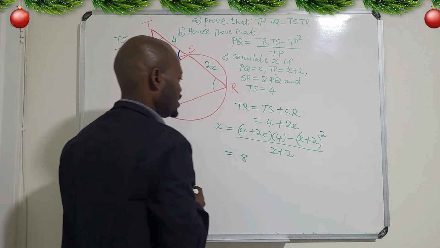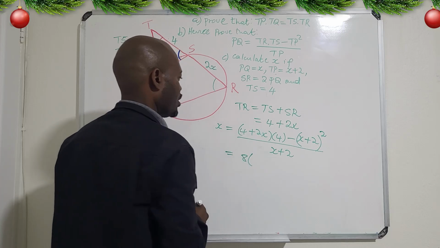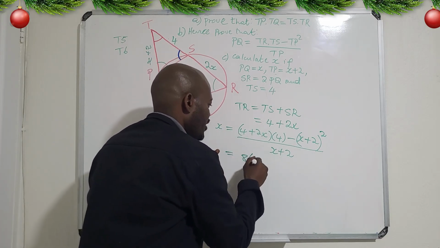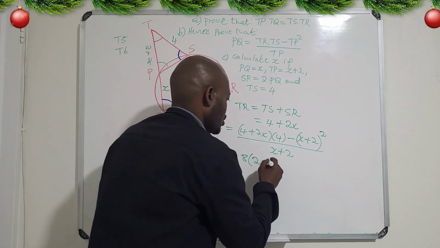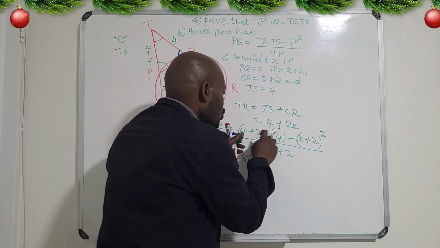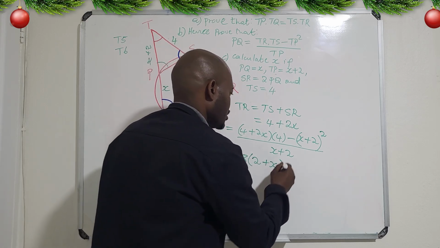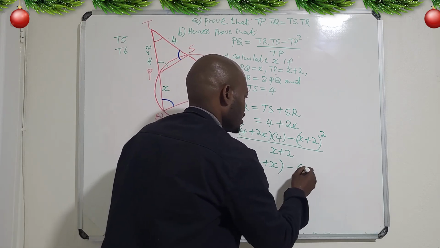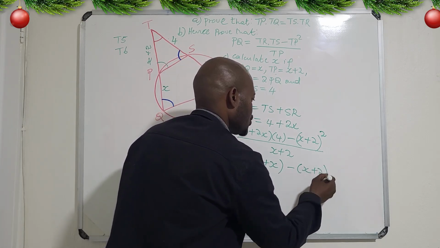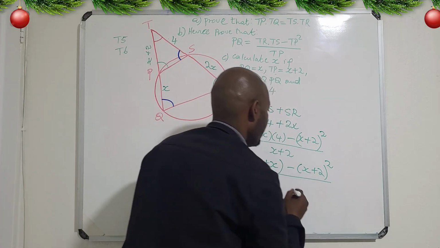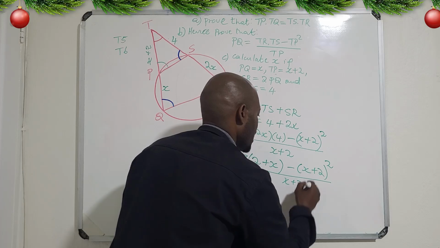I'm going to have 8. I took out 2, it means here I'm left with 2, plus, I took out 2, it means here I'm left with X. Minus X plus 2 all squared, over X plus 2.